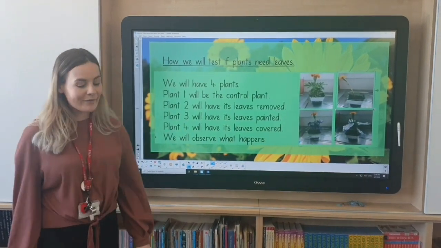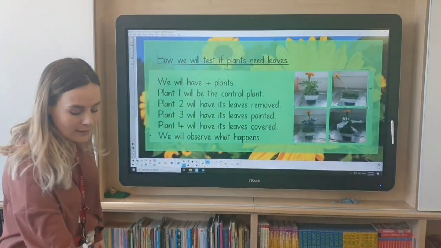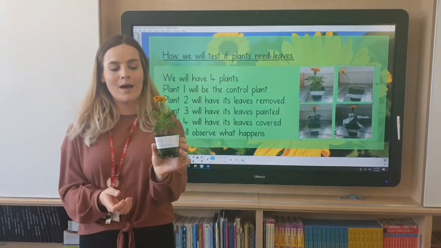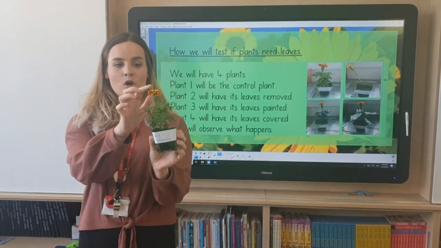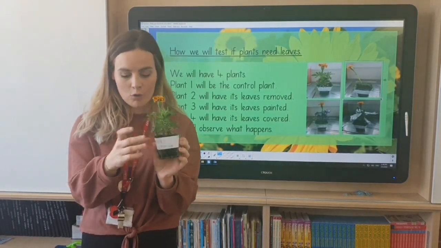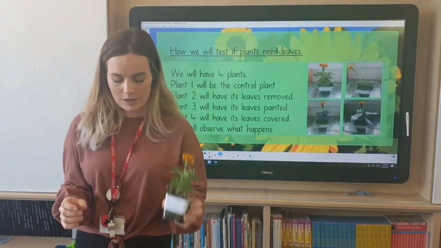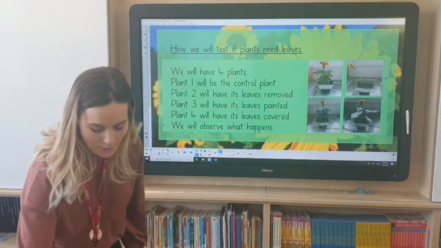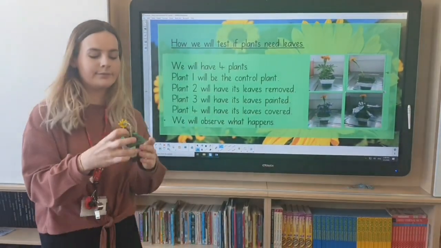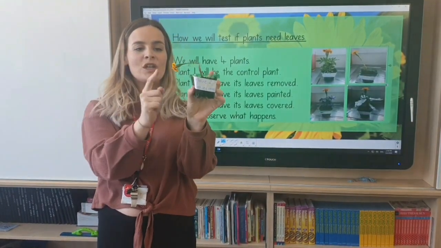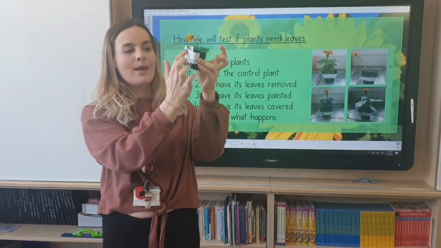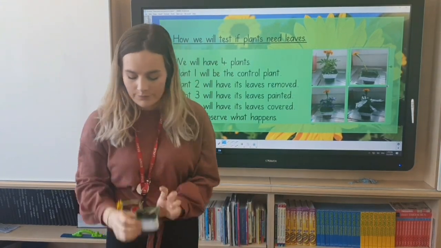So we are going to have 4 plants. The first plant is our control plant. Nothing has changed. I haven't taken any leaves off. It's still got the flower on the top. This is our control plant. This is what we are going to compare it to. My next plant, I have removed all of the leaves and just left the flower, the stem and the roots in my pot.